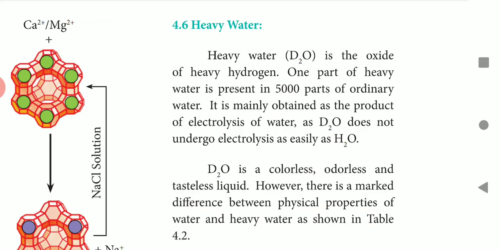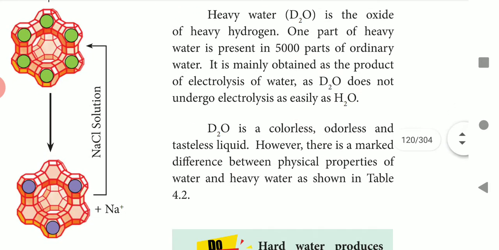Today we are going to see the next part of water, that is heavy water. Heavy water is the oxide of heavy hydrogen. One part of heavy water is present in 5000 parts of ordinary water, which we saw in the preparation of D2O also. D2O can be prepared by the removal of hydrogen, so that the minimum quantities of D2O stay as you remove the hydrogen. So likewise, D2O is the heavy water of hydrogen.